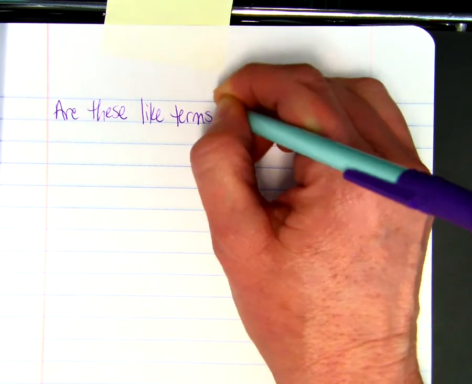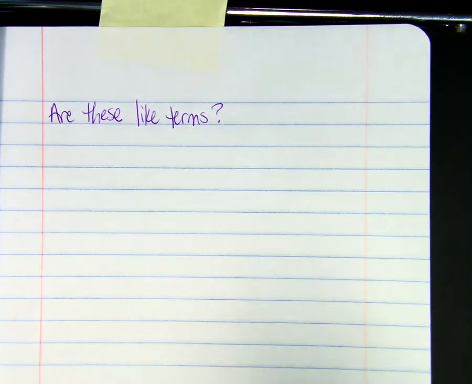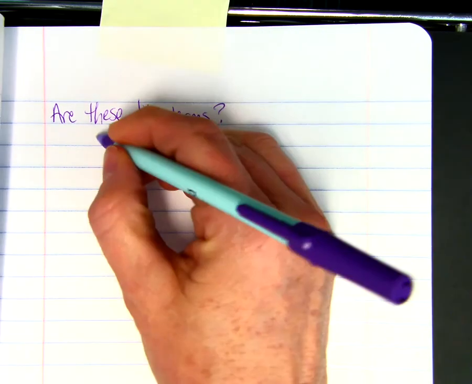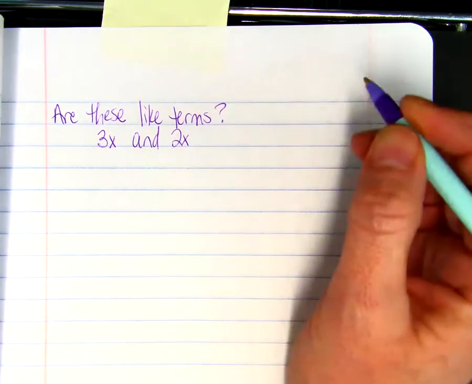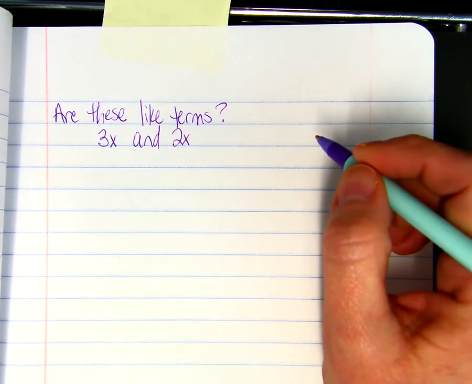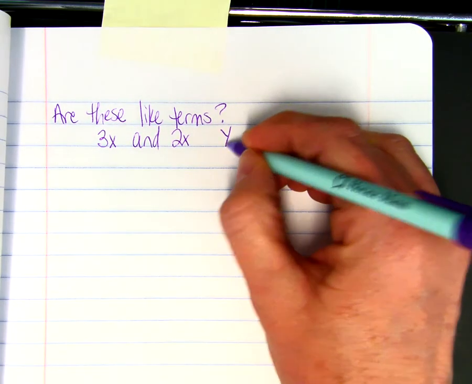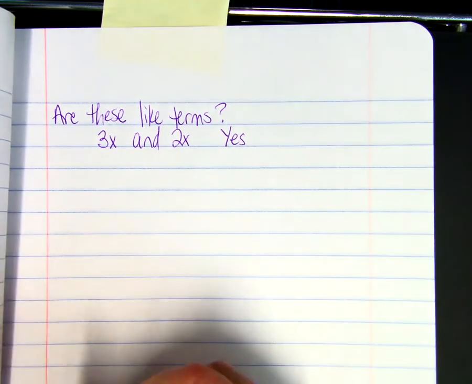This is kind of an eyeball exercise because you have to look at each term and see if it has the exact same variable. 3x and 2x. Are these like terms? Yes or no? Yes. Can you see they both have an x?